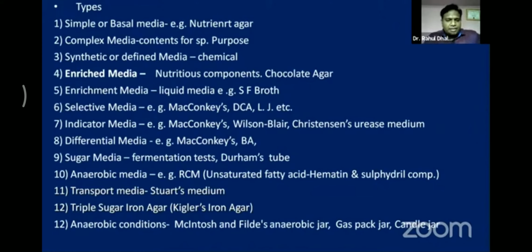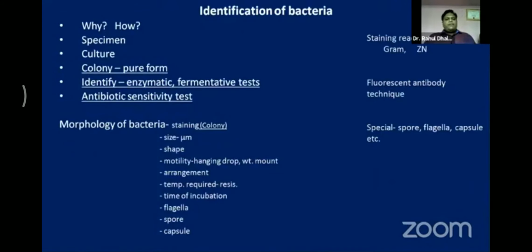Then composite medium like triple sugar iron agar, also called Kligler iron agar. It contains three types of sugar, and you can also identify H2S production and gas production in the triple sugar iron agar. Then anaerobic condition: when we use a simple or enriched medium for the growth of bacteria, you can directly put it into the McIntosh Fildes jar or gas pack jar and maintain the anaerobic condition for the growth of anaerobic bacteria.